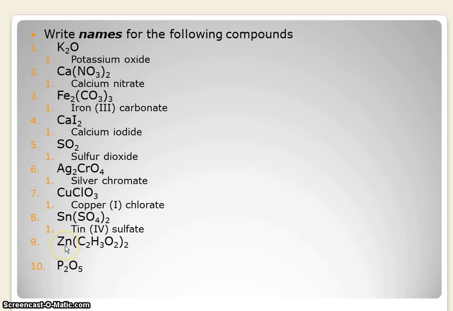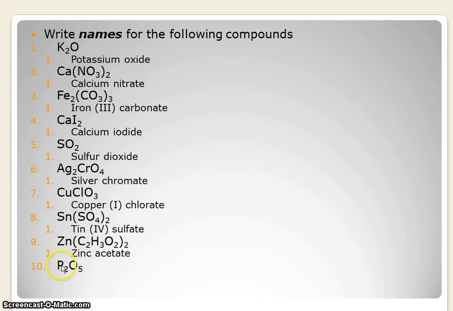Next one, zinc, and then this pretty complex looking polyatomic ion you'll start to recognize, or you can look up, is the acetate ion. It's -1. Well, zinc is a transition metal, but it is, like silver, one of those exceptions. It does not need a Roman numeral. Zinc is always +2.